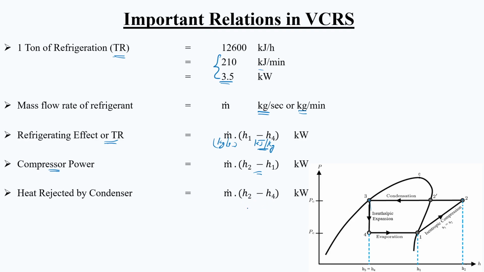So H2 minus H4 or m dot into H2 minus H3 both bear the same result, and all these will be obtained in terms of kilowatt respectively. Mind you, the mass flow rate should be taken in kilogram per second and enthalpy should be taken in kilojoules per kilogram for attaining the values in kilowatt.